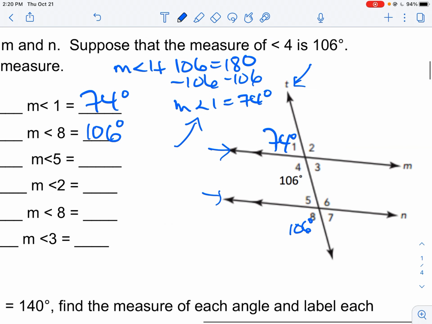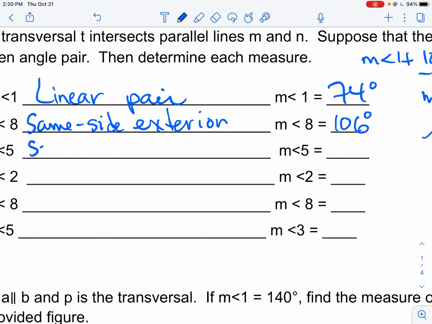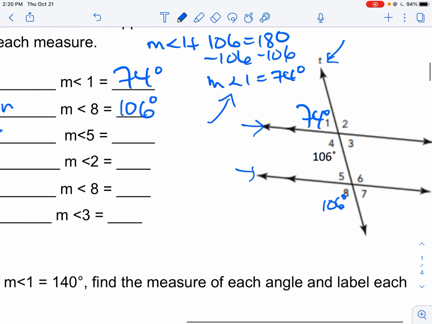So angle 4 and 5. I'm talking about this angle right here and this angle right here. What kind of angles are those? They're on the same side of the transversal and they're on the interior. So they are considered same side interior angles. That means that they are also going to be supplementary. Well, angle 4 is 106, so that means that angle 5 is 74.